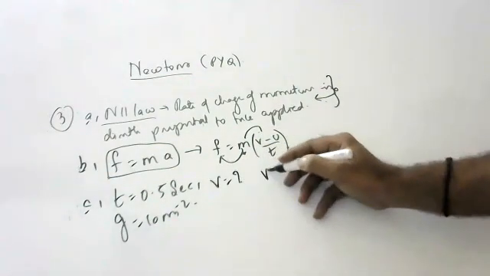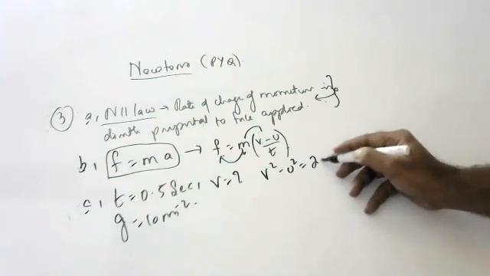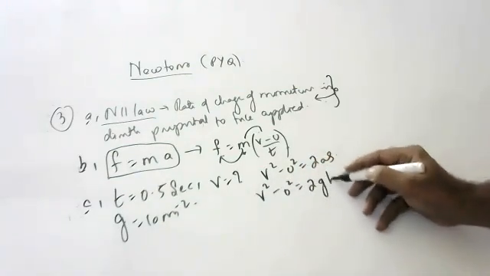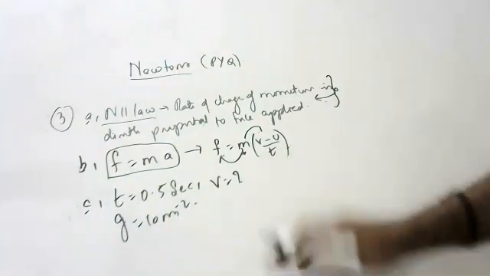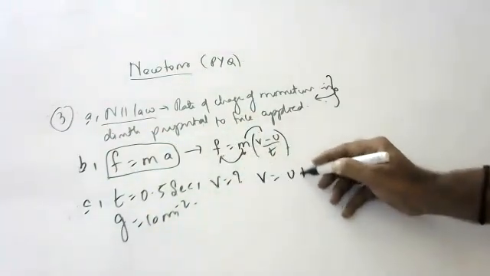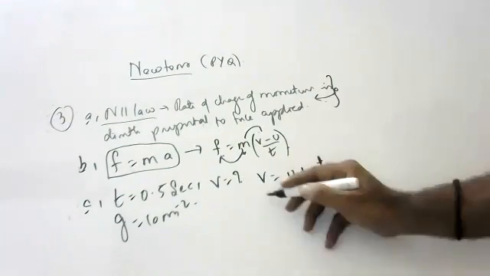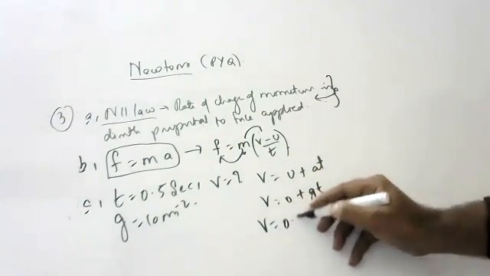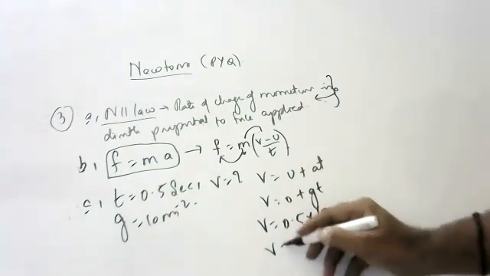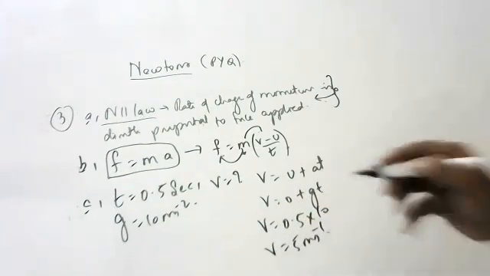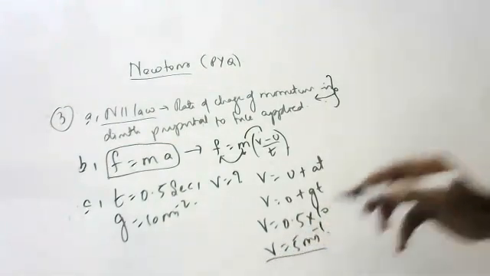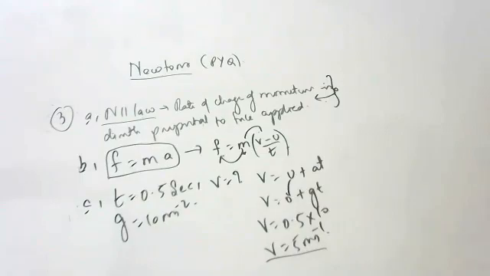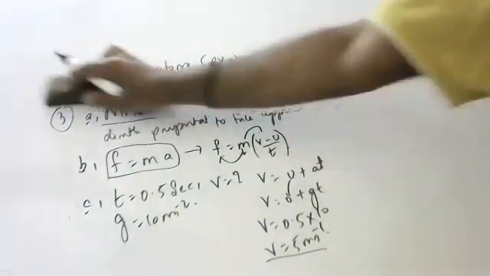So children, normally I did v square minus u square is equal to 2as, so v square minus 0 square is equal to 2gh. But because time is given, v is equal to u plus at. Because it is falling freely, v is equal to 0 plus gt. So v is equal to 0.5 into 10, so v is equal to 5 meters per second. It hits the ground with 5 meters per second, children. Why did I take u as 0, children? Because it is a freely falling body, children.